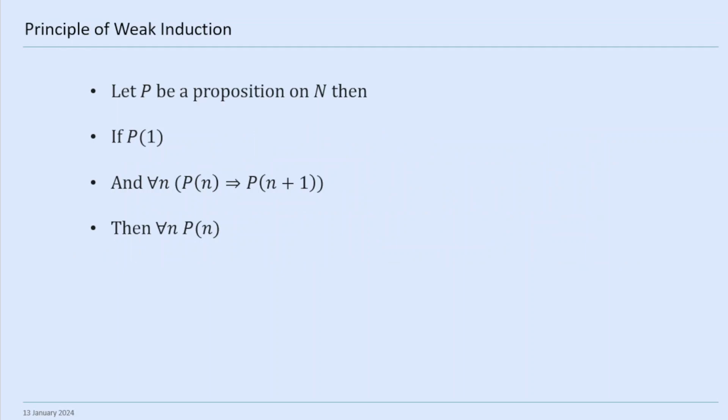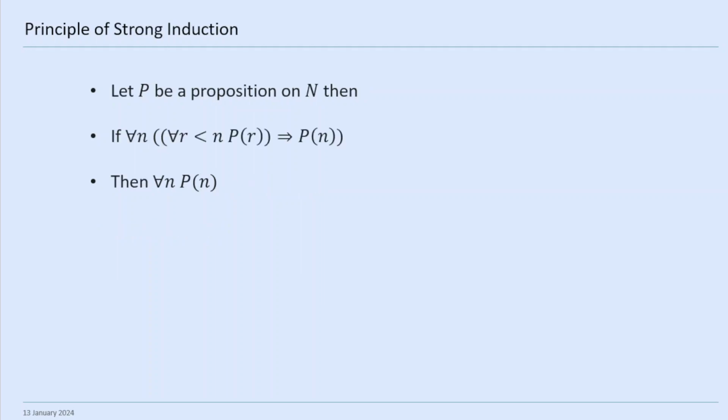So the principle of weak induction says this. If P is a proposition on N, the natural numbers, if we know P is true of 1, and we know that if it's true for n, then it's true for n plus 1, then it must be true for all of the naturals. So the point is, it's a bit like dominoes: if you push the first domino, and you know that every domino hits the next domino, then all the dominoes are going over. So that's the weak principle of induction, which should be reasonably familiar.